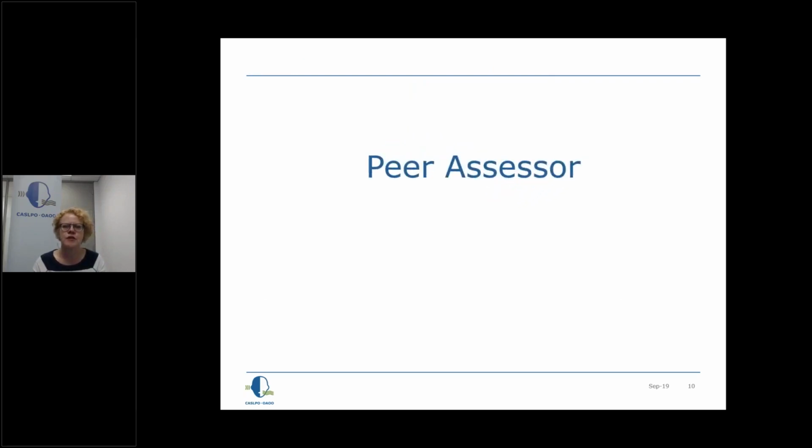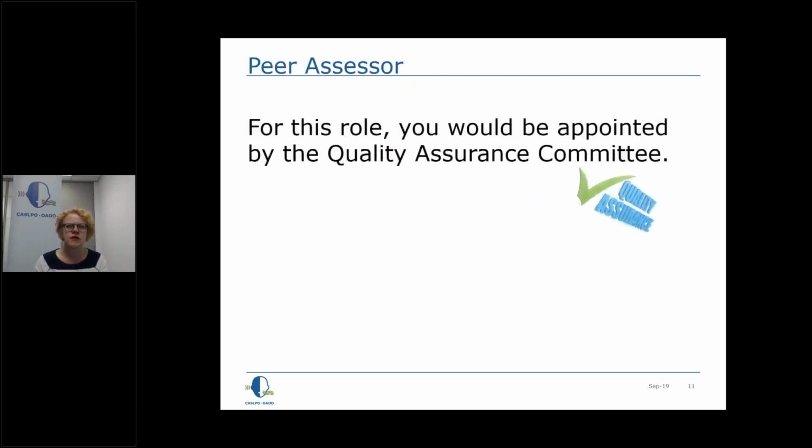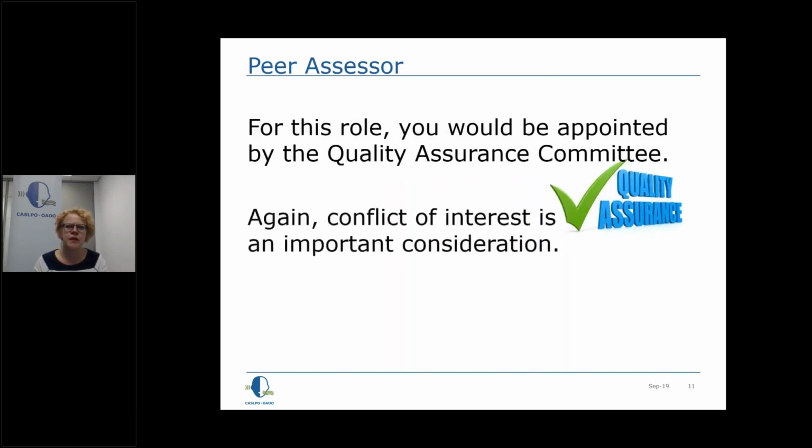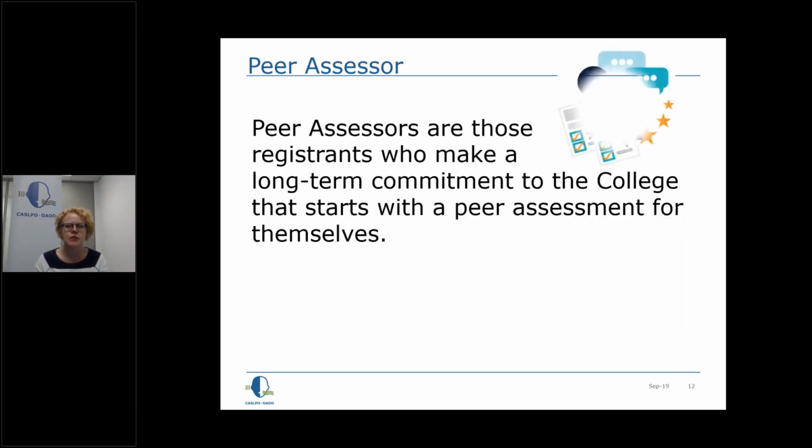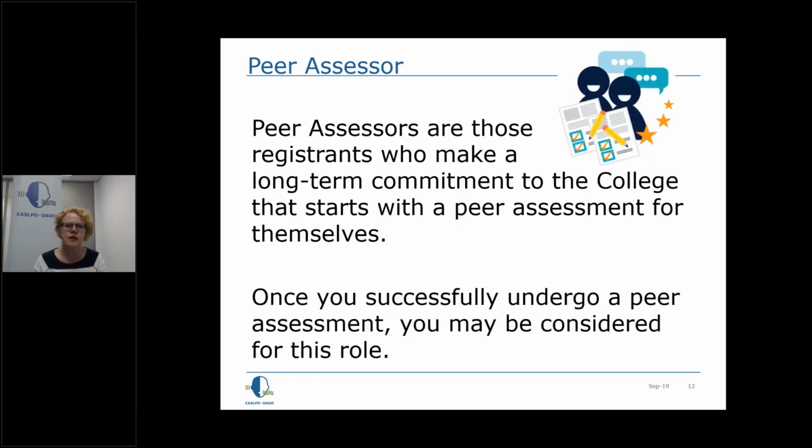Let's talk now about peer assessors. For this role, you would be appointed by the Quality Assurance Committee. Again, conflict of interest is an important consideration. However, in this context, it relates more to the individuals you would possibly assess. Peer assessors are those registrants who make a long-term commitment to the college that starts with a peer assessment for themselves. Once you successfully undergo a peer assessment, you may be considered for this role.